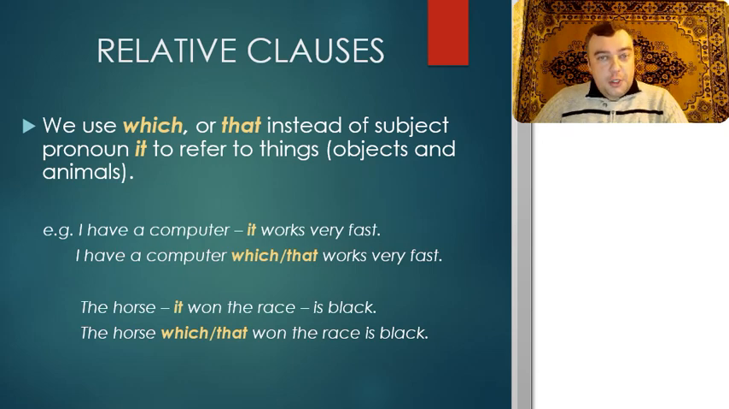We use which or that instead of subject pronoun it to refer to things, objects, and animals. So in English, animals are treated as objects, so that's why they are replaced with the personal pronoun it when we need to refer to animals. I have a computer. It works very fast. So it refers to computer, a thing.